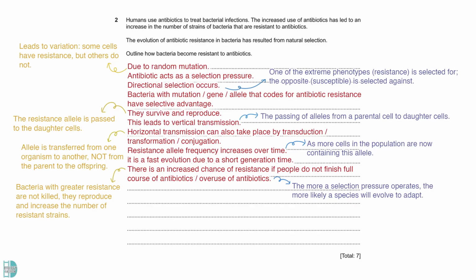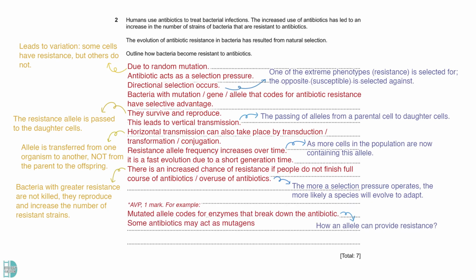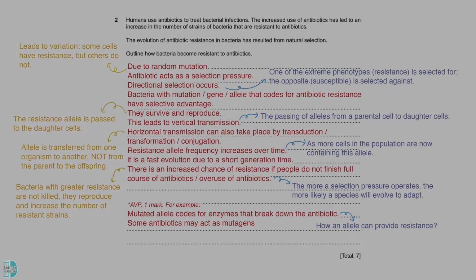The more a selection pressure operates, the more likely a species will evolve to adapt to it. There is a mark for AVP. For example, you can give a detailed description of how a resistant allele can provide antibiotic resistance to a cell.